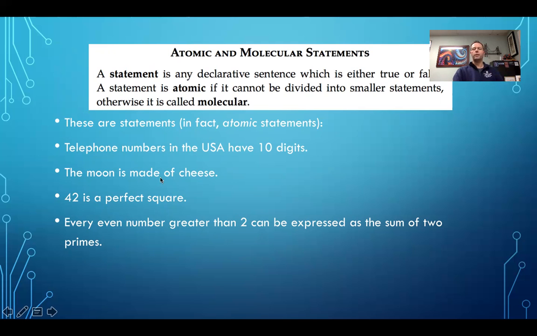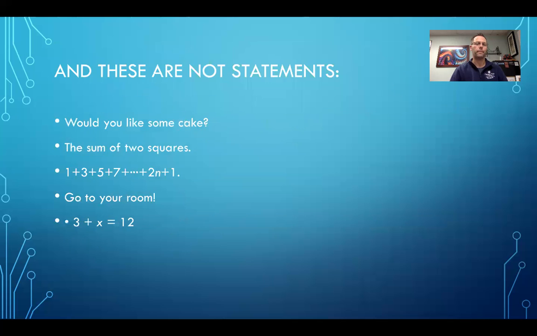The moon isn't made of cheese. But then again, maybe it's not false. Maybe they've just been lying to us. Not sure about that. 42 is a perfect square. I don't think so. 21 times 2. Nothing times itself is 42. Yeah, these are all atomic statements.